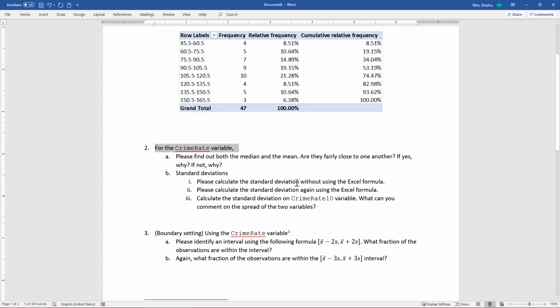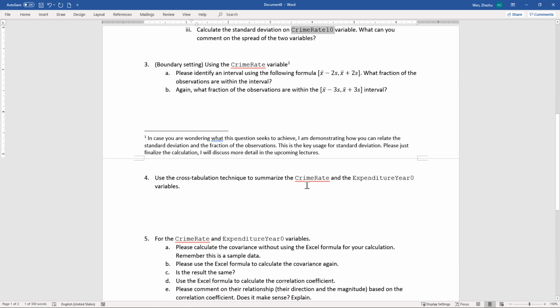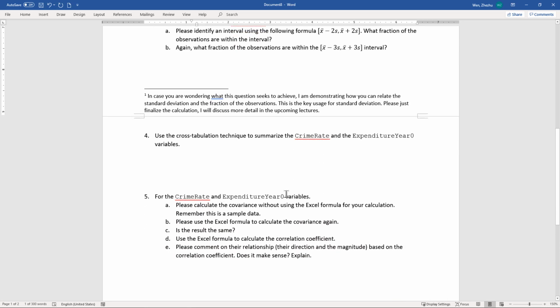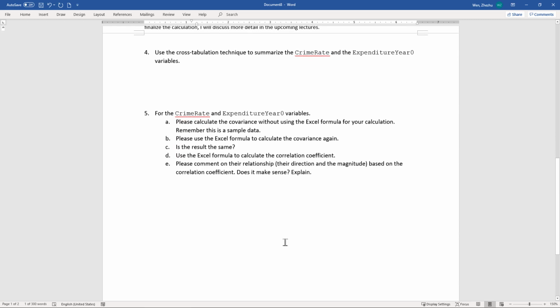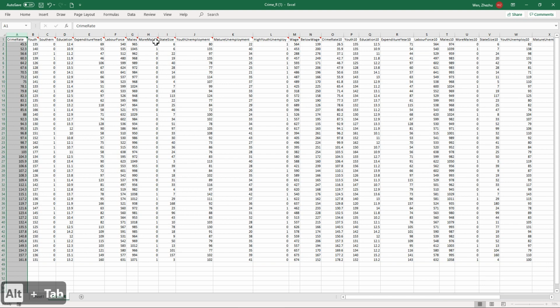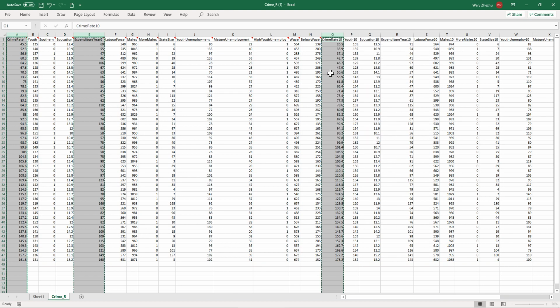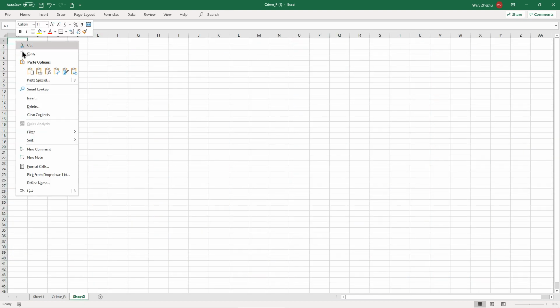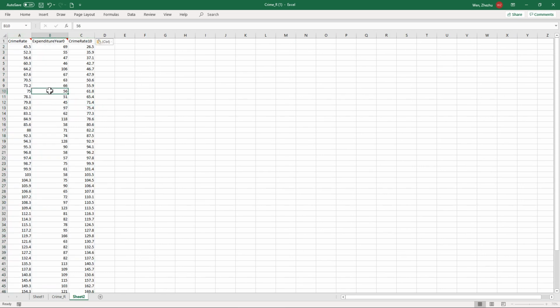Okay, so if you look at this assignment, the only variables we're going to use are crime rate after 10 years, and the expenditure at year 0. So it will be more convenient for me to copy these. Expenditure here. Just copy these 3 variables and move them to a new worksheet. Okay, so that's going to be more convenient for the homework.